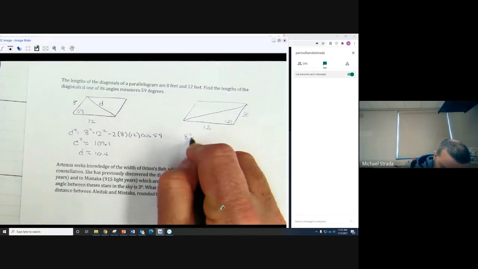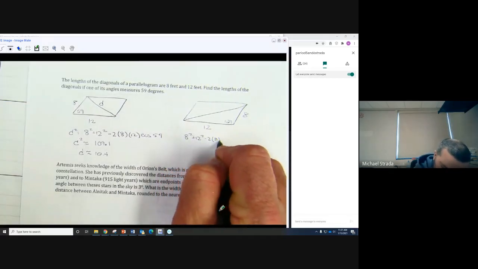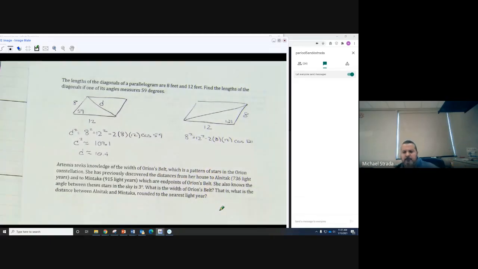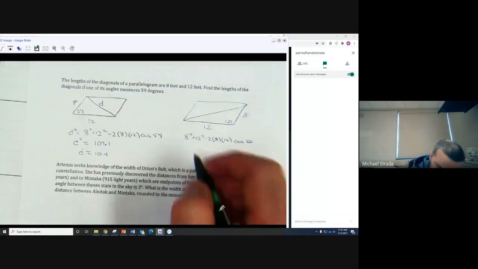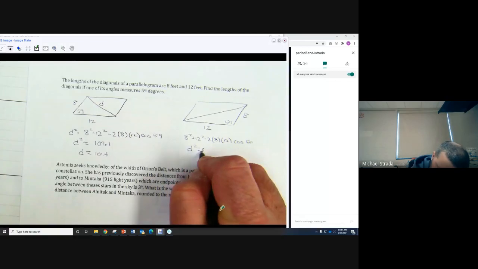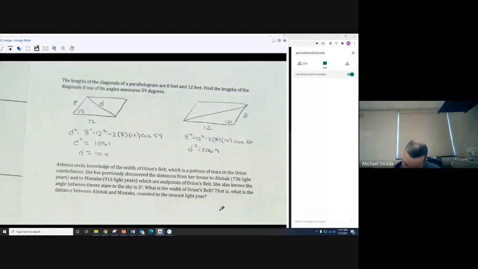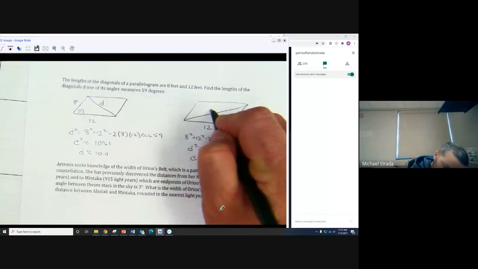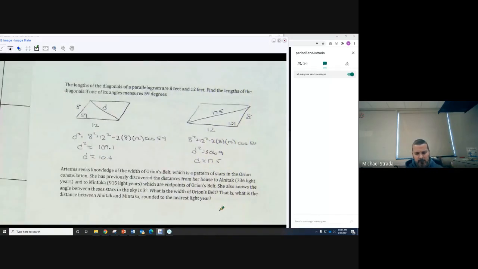So 8 and 12. Setup's the same. 8 squared plus 12 squared minus 2 times 8 times 12. The only difference is instead of 59, it's the cosine of 121. Go to my calculator, do 8 squared plus 12 squared minus 2 times 8 times 12, cosine 121. And this d squared equals 306.9. I then do the square root of that, and d is approximately 17.5. All right.